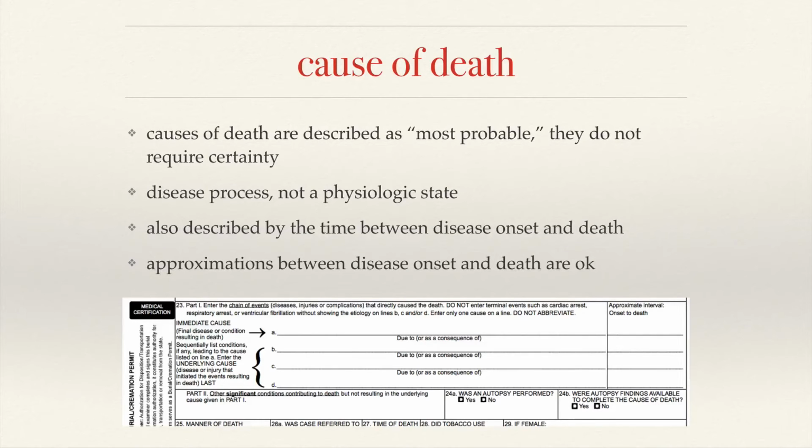The cause of death is the section of the death certificate that probably gives those completing it the most heartburn. Causes of death are really most probable. So this is, after the event, your most reasonable estimation as to why the patient died. The other thing is that it is a disease process, not a physiologic state. For example, to write cardiac arrest as a cause of death is incorrect. Cardiac arrest is a physiologic state. The patient's heart is stopped. But there's some disease process that led to the arrest, and that would be the cause of death.